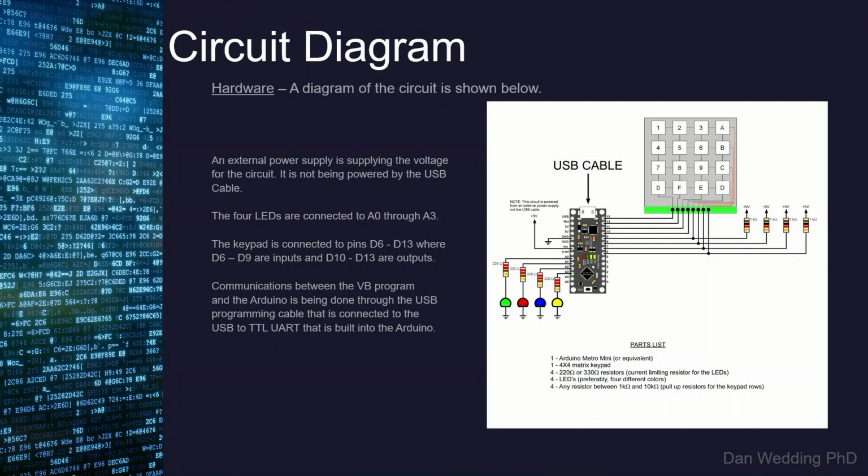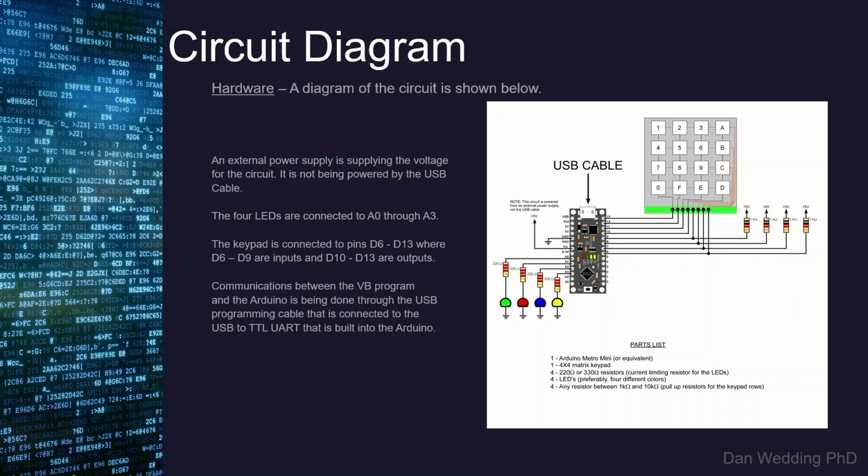A diagram of the circuit is shown below. An external power supply is supplying the voltage for the circuit. It is not being powered by the USB cable. The 4 LEDs are connected to A0 through A3. The keypad is connected to pins D6 through D13, where D6 through D9 are inputs and D10 through D13 are outputs.